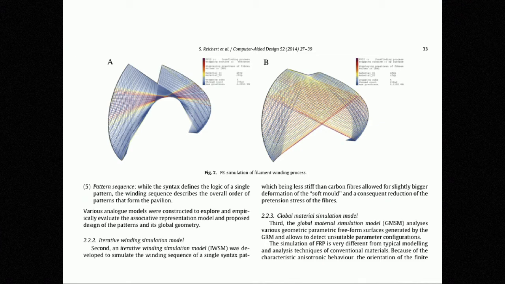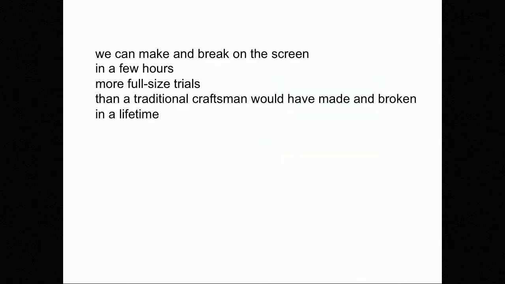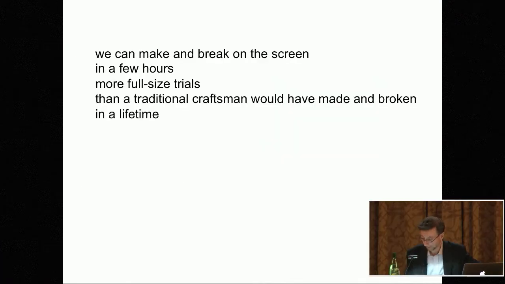In this process of optimization by trial and error, every simulated model that was tested and discarded corresponds to a physical model that a traditional artisan would have made, tested, and likely broken in real life. Using digital simulations of structural performance, however, today we can make and break on the screen in a few hours more full-size trials than a traditional craftsman would have made and broken in an entire lifetime.